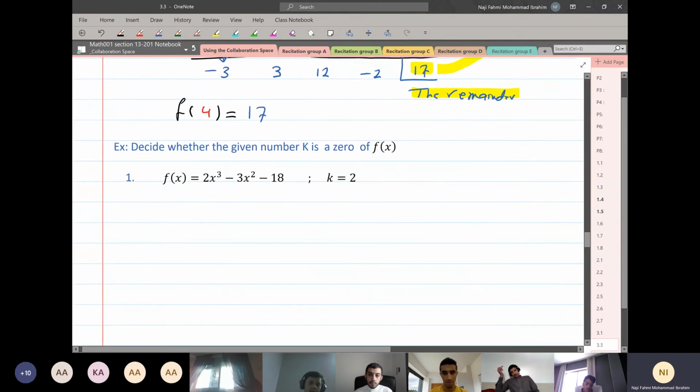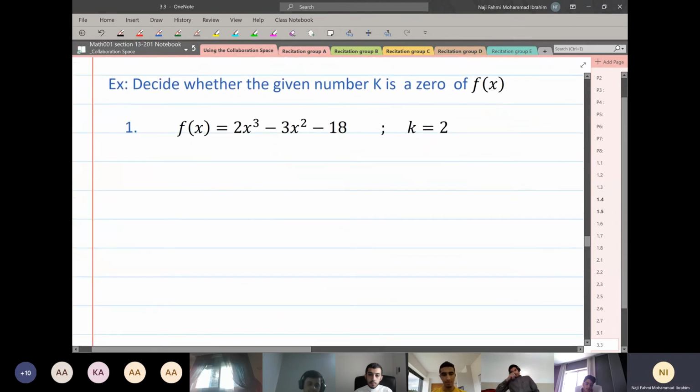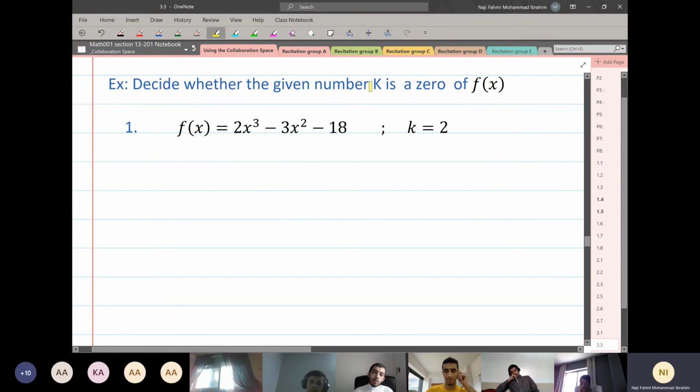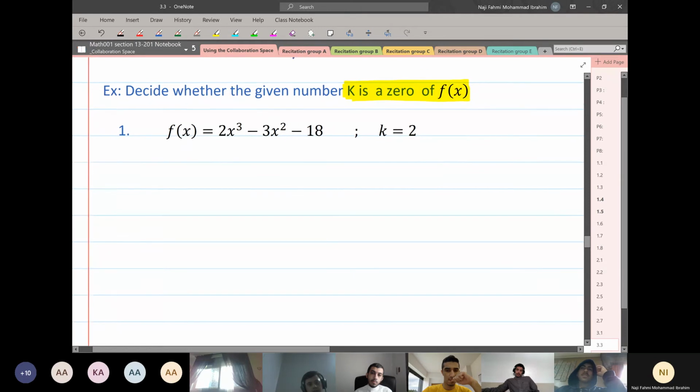Let's take this one. Now I want you to do it in both methods. He says decide whether the given number k is a 0 of f of x. First of all, what does this mean, guys? If he says k is a 0 of f of x, what's the meaning of that? If you substituted it, we will have 0 in the answer. Thank you very much. This means f of k is, this is his question: is f of k equal to 0 or not?